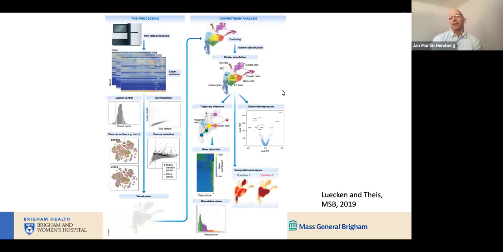Fortunately, at this stage, the general workflow for how to process this data is very well established. So here is a very nice overview from a recent review. As I told you, the first part is really about pre-processing and doing various types of filterings and normalizations. And then the second part is what you would refer to as the more biological type of analysis, where you try to draw biological conclusions and inferences.